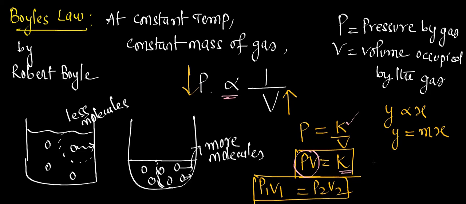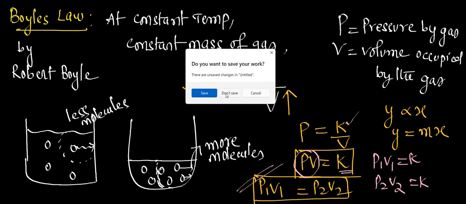So if I take the first condition, P1 V1 is constant. If I take the second condition, P2 V2 is constant. So what can I do? Whatever values of pressure and volume you take, their product is the same. So I can equate this: P1 V1 is equal to P2 V2 is equal to P3 V3, as many conditions as you want. Any doubt in this? No, ma'am. Okay.